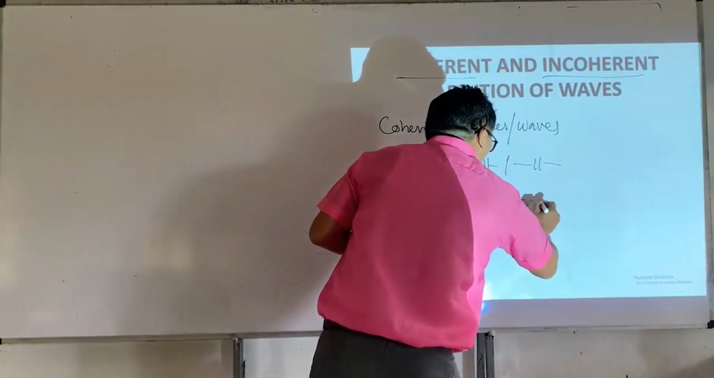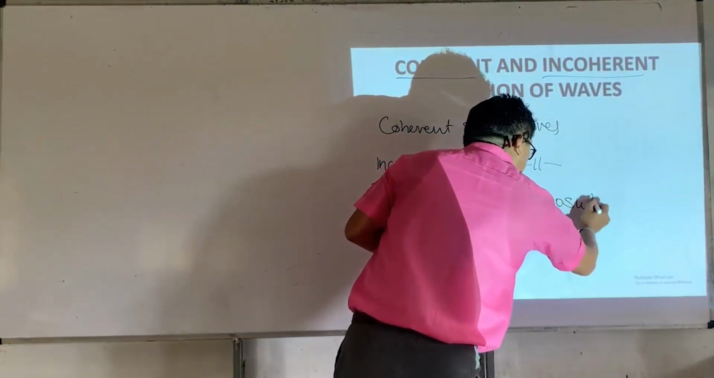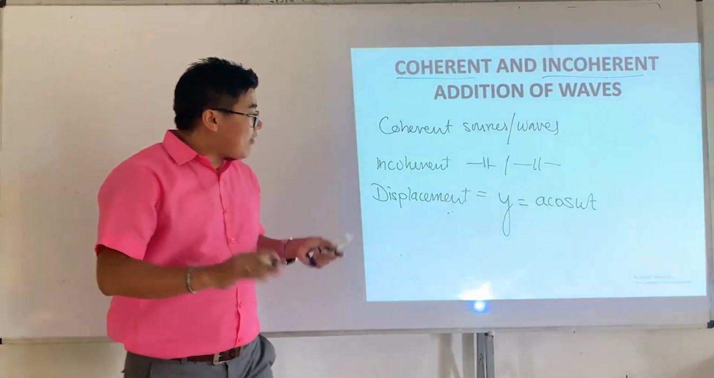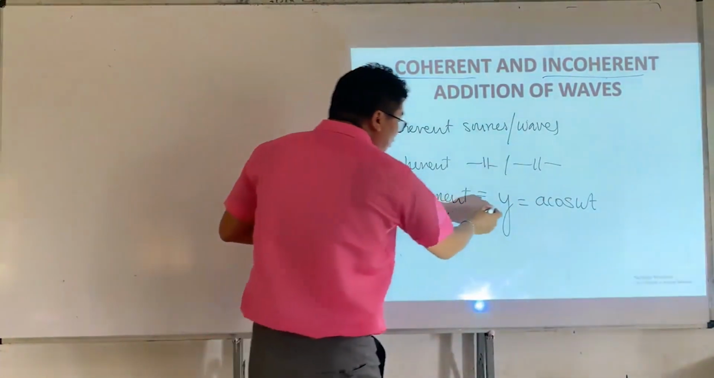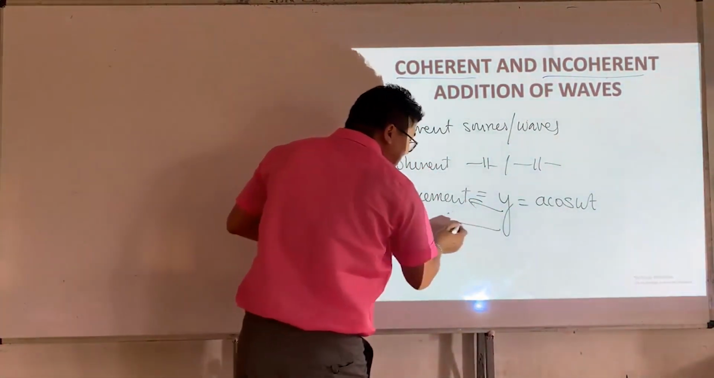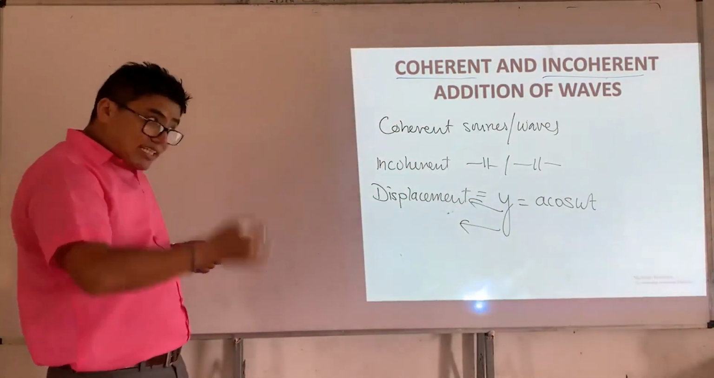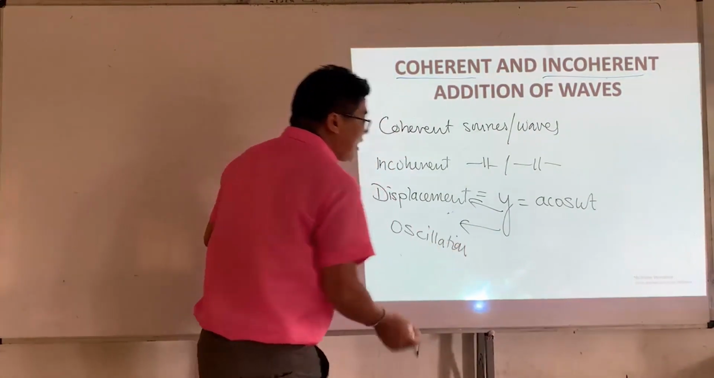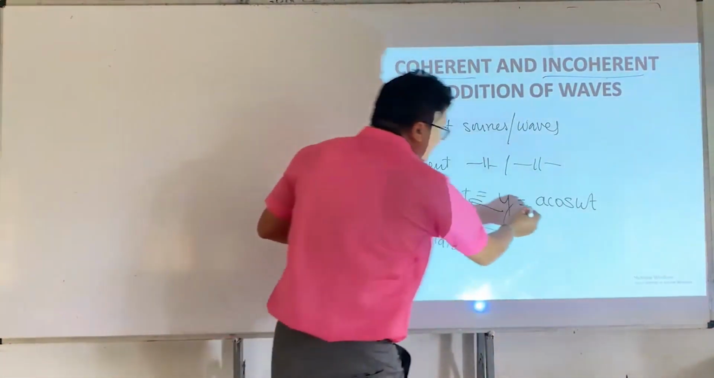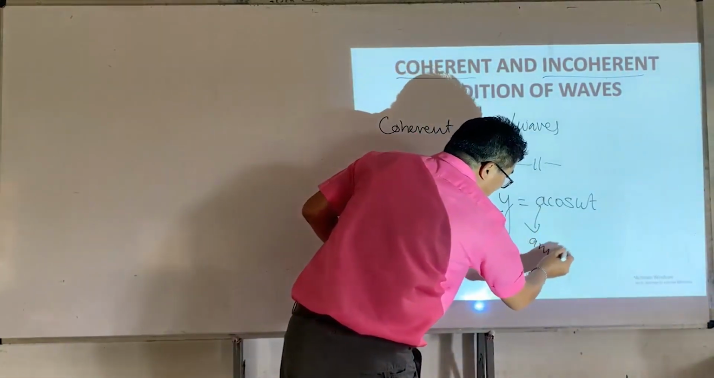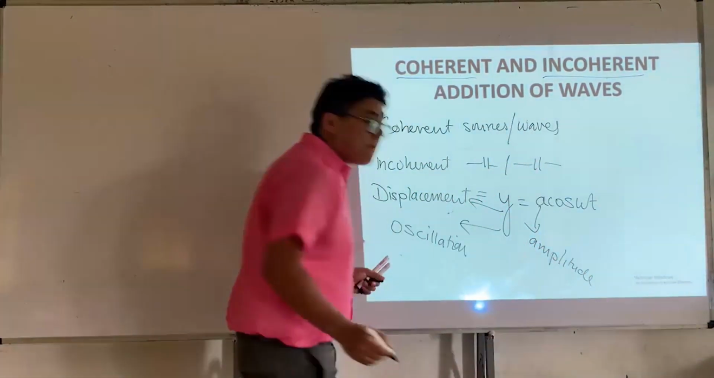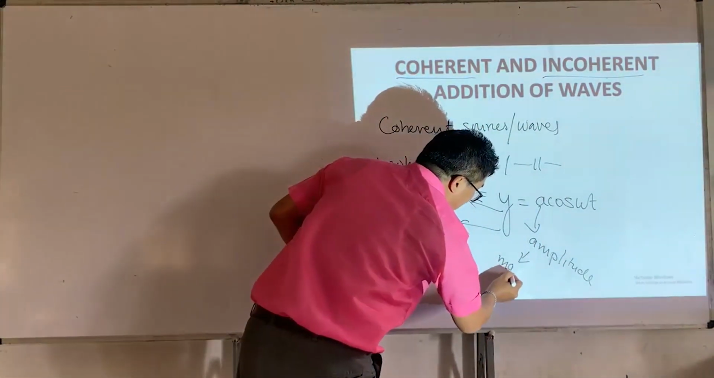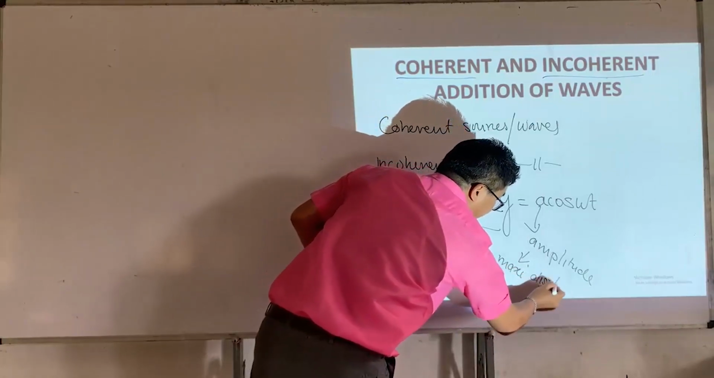Normally, when we talk about a wave, it is represented by this equation. This is a simple equation which represents wave oscillations. Y is the displacement, along Y the oscillation is taking place. What is A? A is the amplitude. What is amplitude? Amplitude is the maximum displacement.